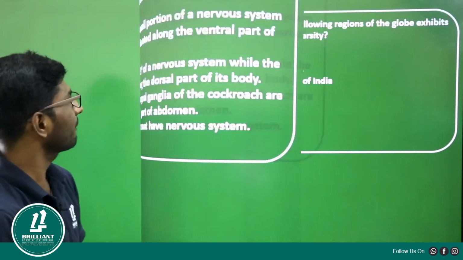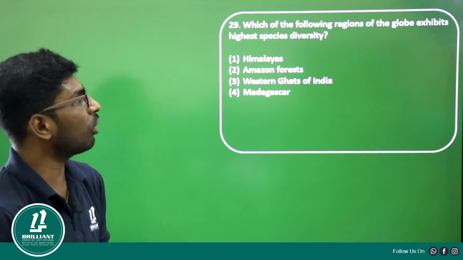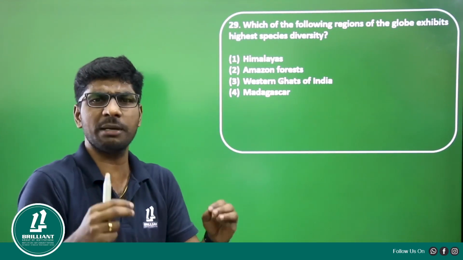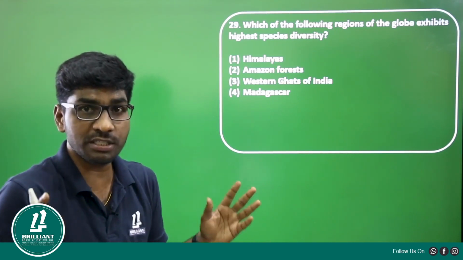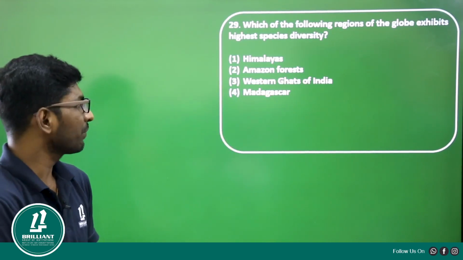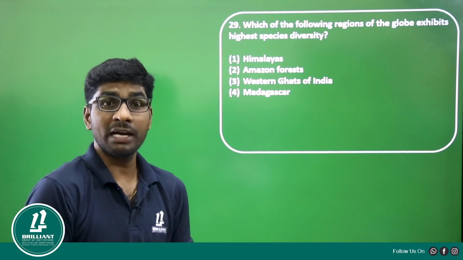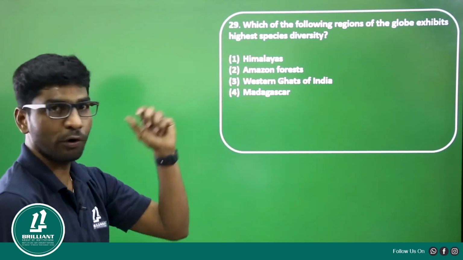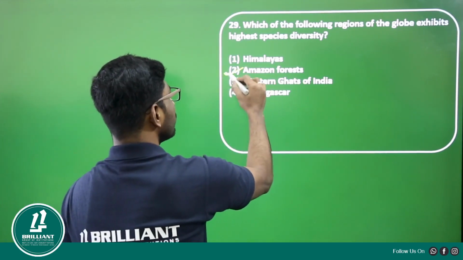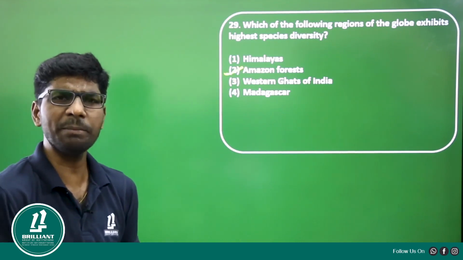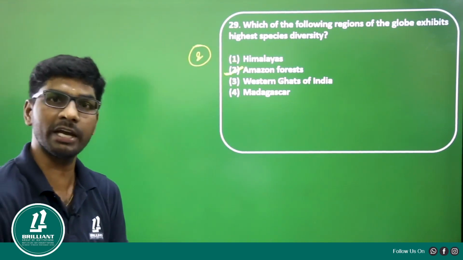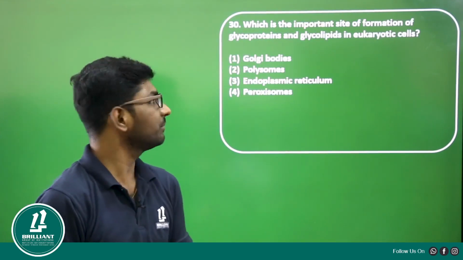Look at the question number 29. Which of the following regions of globe exhibit highest species diversity? Simple question. Highest species diversity in Himalaya, Amazon forest, Western Ghats of India and Madagascar. So here in this 4 options, the richest species diversity located in where? Amazon forest. Right? A simple answer, Amazon forest. So the correct answer of the question is 2. 29 answer is 2.